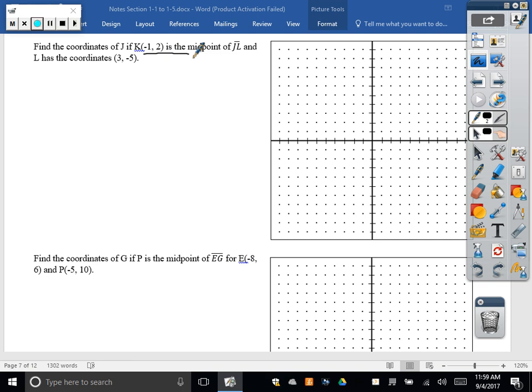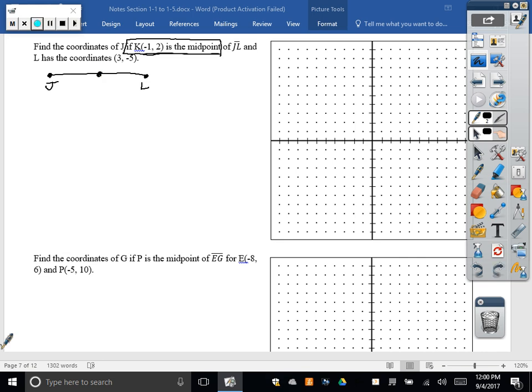If K is the midpoint, that's the big thing there. So you might want to just highlight this right here, if K is the midpoint. So you have J, I'm going to draw my segment up here so you can understand what's going on. So you have this segment, this is J, this is L, segment JL. And K is located in here.